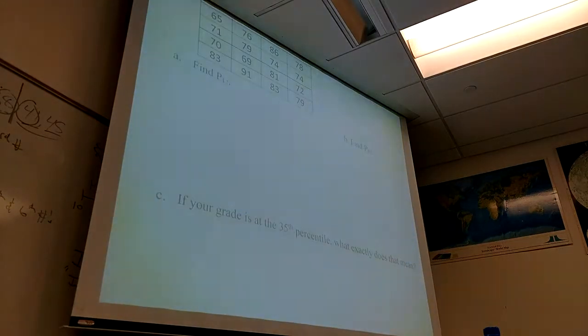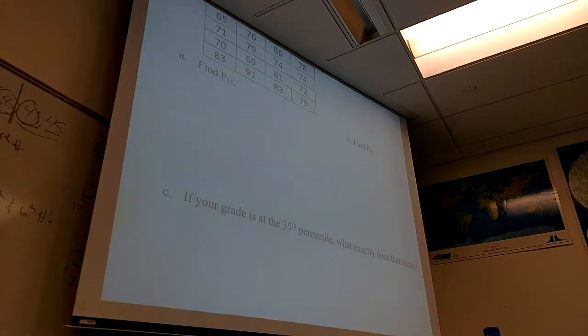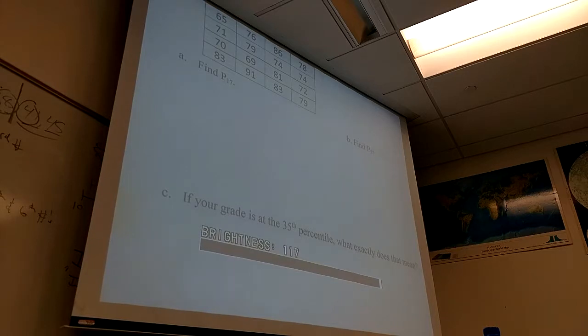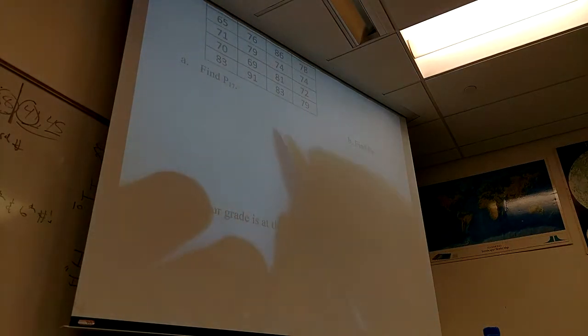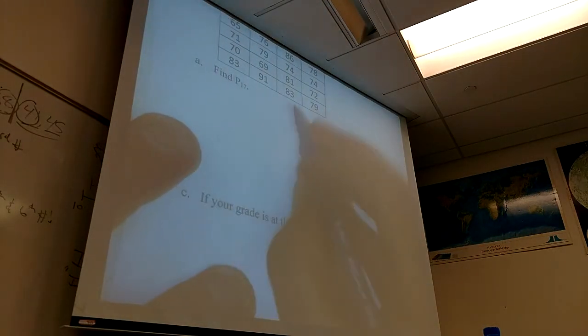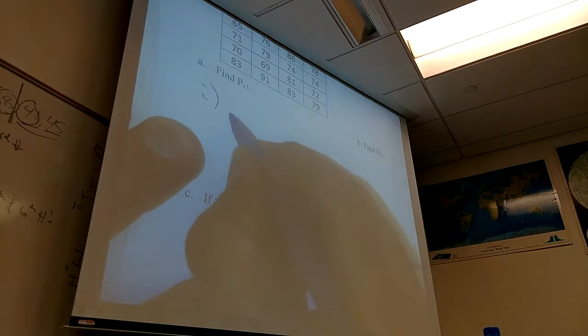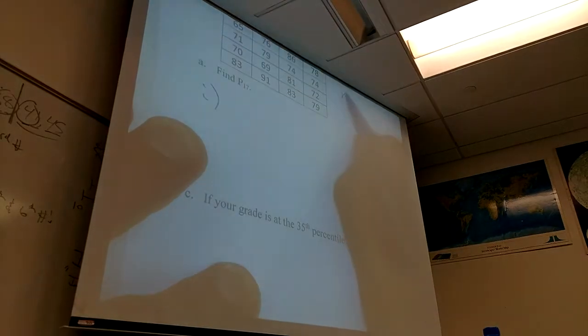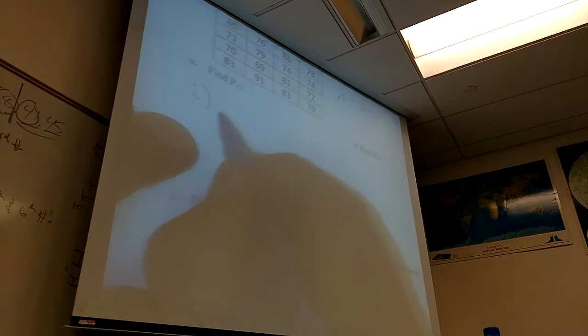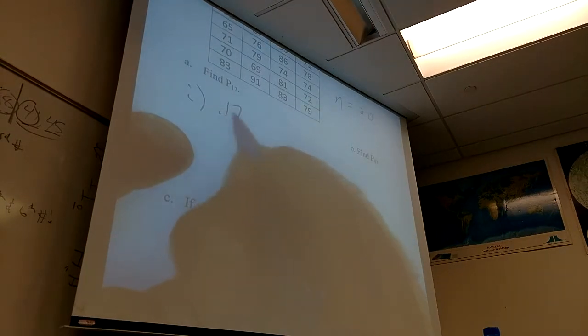I can ask you specific percentiles. So P17, what are the 2 steps? The first step is? Yeah, 17% of 20, because there's 20 data points. So 0.17 times 20.